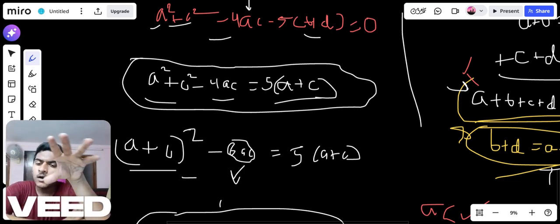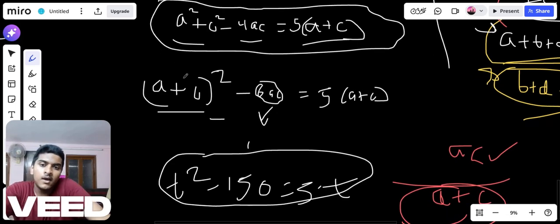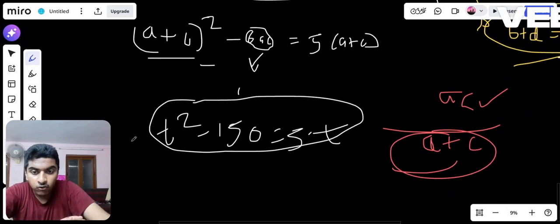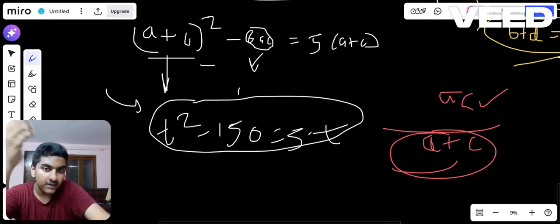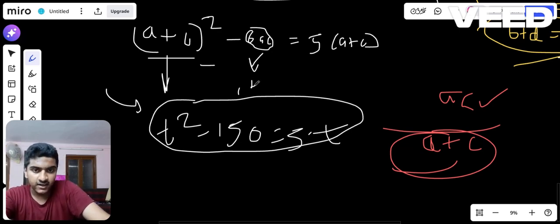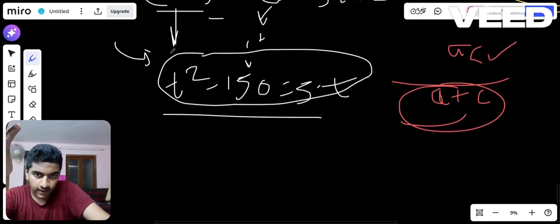So now, I know the value of ac, 2ac and all those. So if I somehow create a plus c whole square, then I can get this a plus c thing out as common, or maybe something similar. So what you do, you just create that a plus c whole square term. And the moment you do this, you get a quadratic. Just keep a plus c equal to t. Of course, it will hit you instantly that a plus c whole square minus some constant, let's say k, which is 150 in this case, equals 5t.